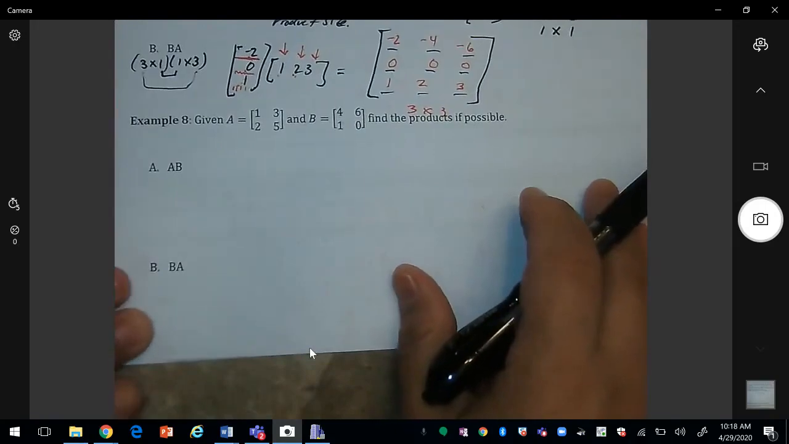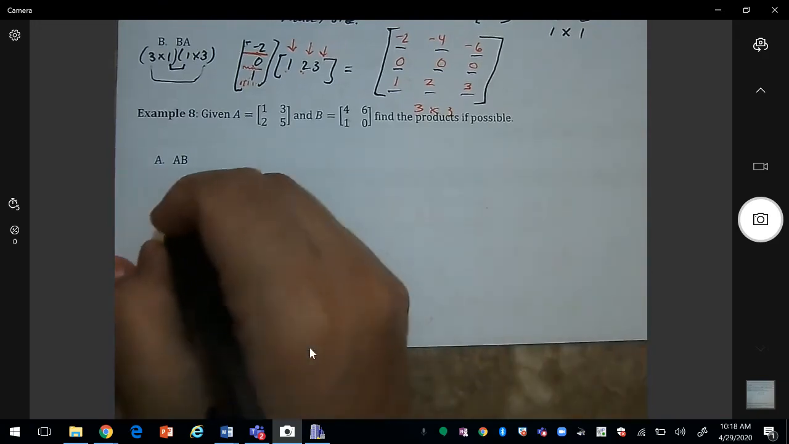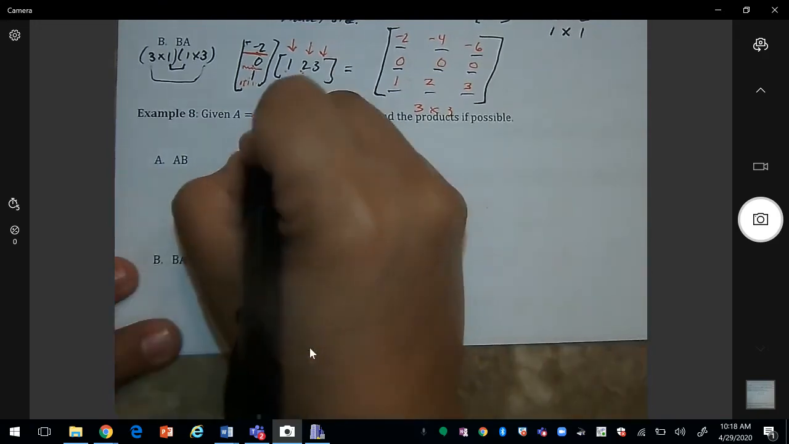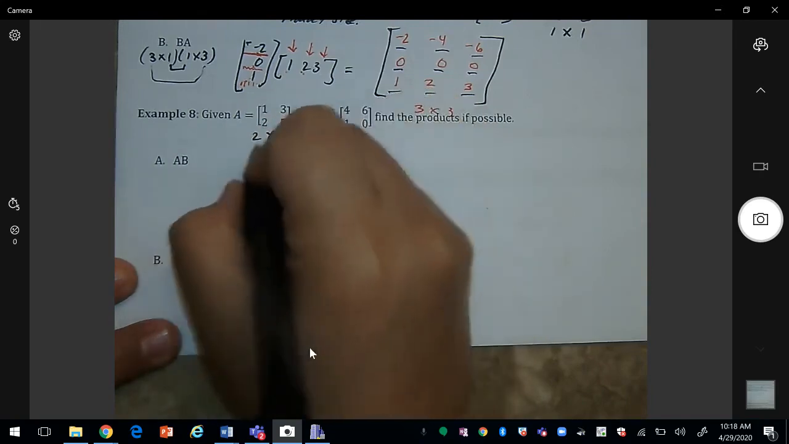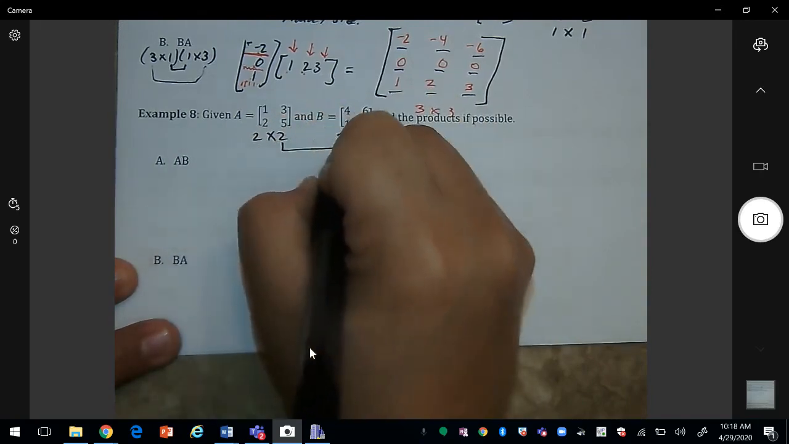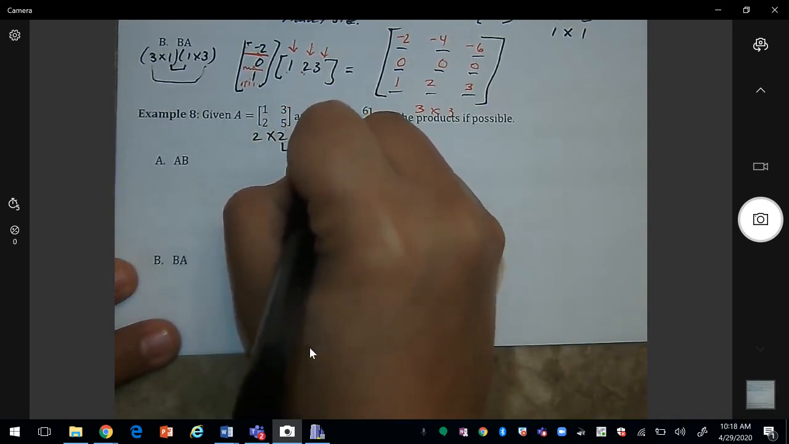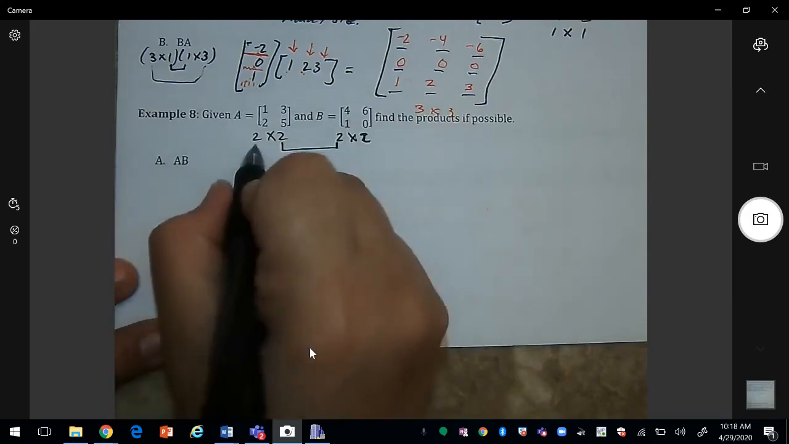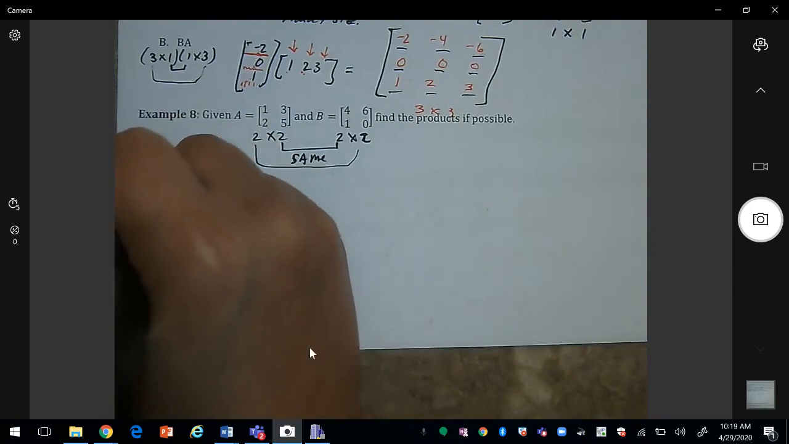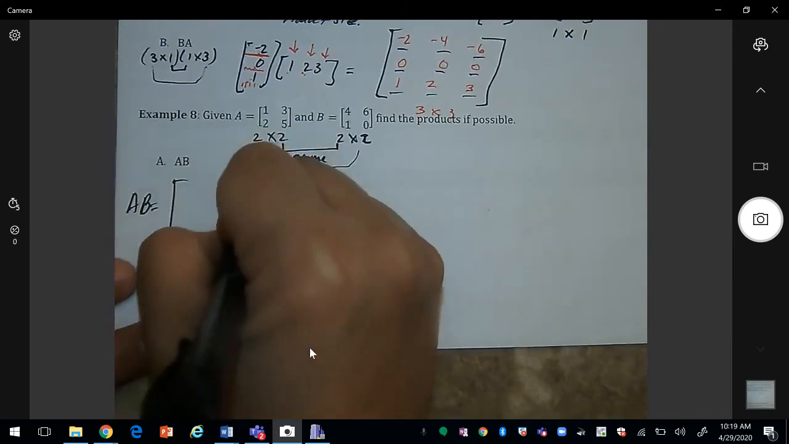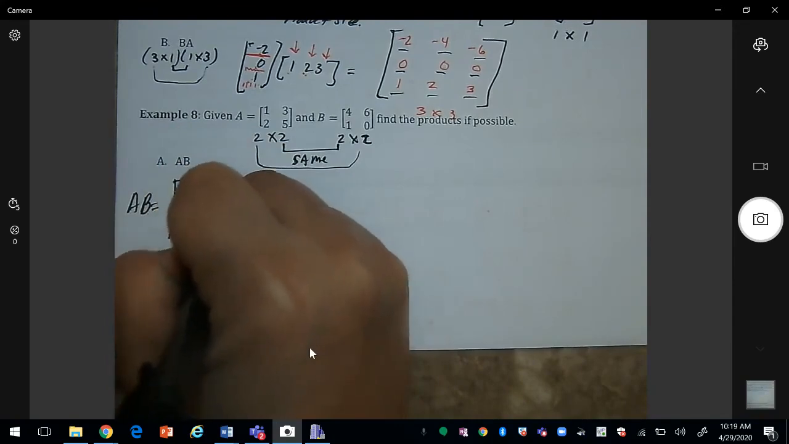So given A = [1 3; 2 5] and B = [4 6; 1 0], find the product if possible. Again, first we need to check whether the number of rows and columns are compatible. Here the number of columns and rows are the same, so we are able to multiply. The resulting product will be a 2 by 2, so once we're done multiplying A times B, we should have a 2 by 2 matrix.